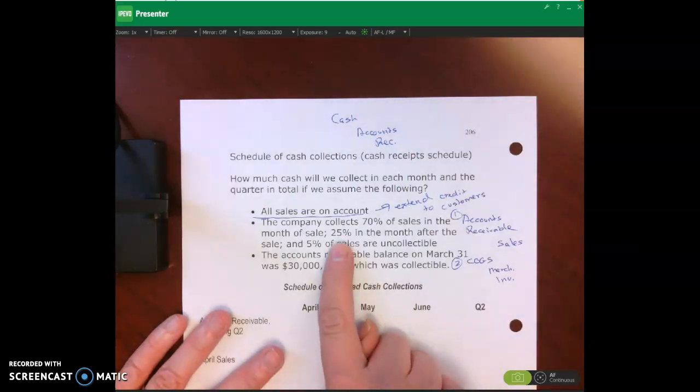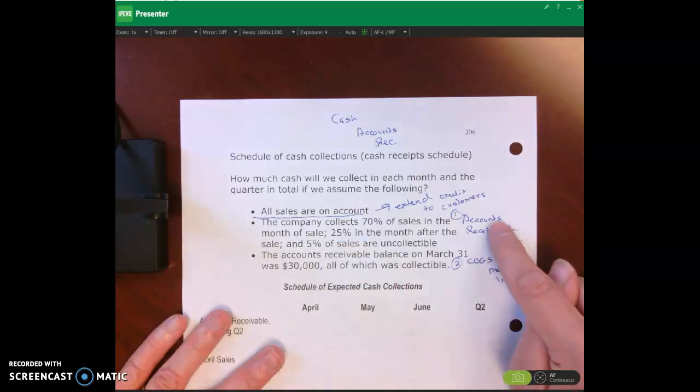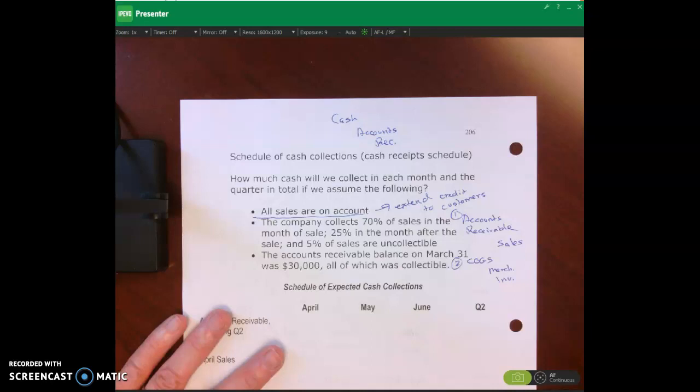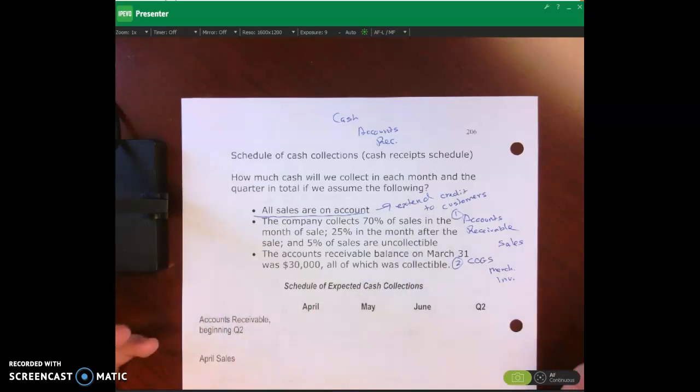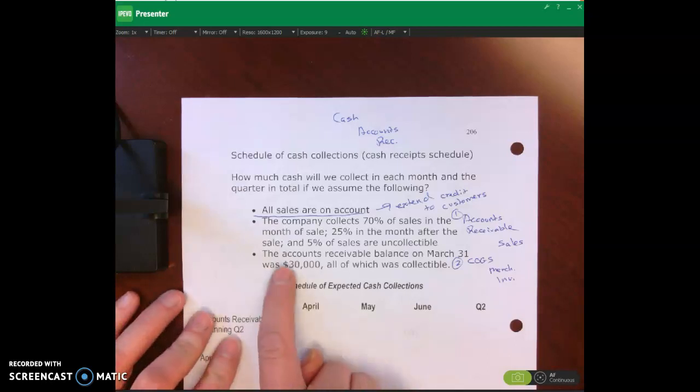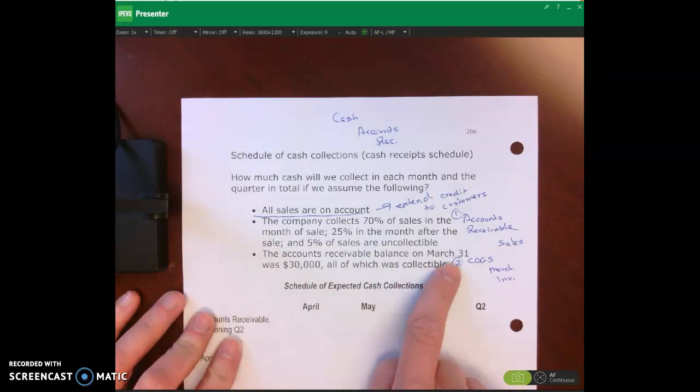We would then collect 25% of this in the next month, which would be May. 5% of our sales we're not going to get. Remember what this is called from Accounting 101, this is called bad debts expense, or our allowance for doubtful accounts. So debit the bad debts expense and then credit the allowance for doubtful accounts to do our estimate of bad debts expense. That's what this is. So we're never going to get this. So we can't count this in our expected cash collections because we're assuming some people just aren't going to pay us, okay?